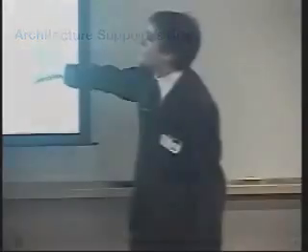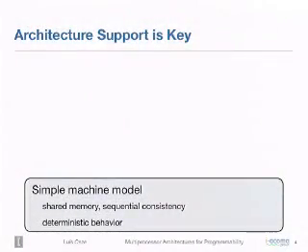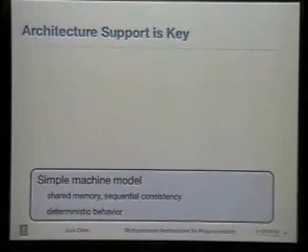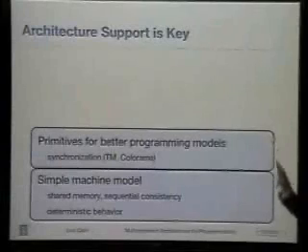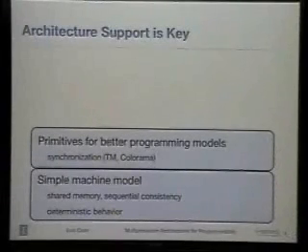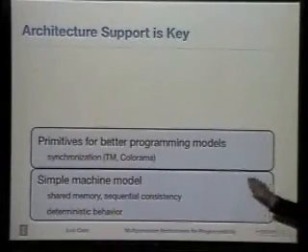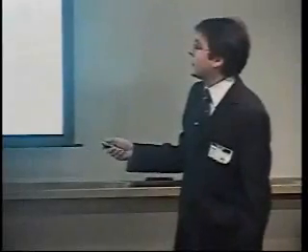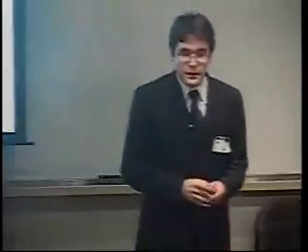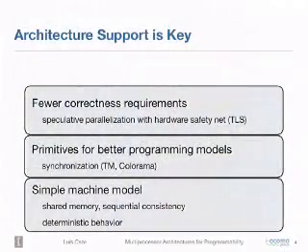Especially starting from the lower level, what we want to offer is a simple machine model. And by that I mean, my opinion right now is that it should be shared memory and a very simple intuitive consistency model such as sequential consistency, and perhaps even deterministic behavior, which we're going to talk about later in the talk. And also on top of this simple machine model, the architecture can offer primitives for better programming models, and that's especially true in terms of synchronization. So there's quite a bit of work on transactional memory now. It's being touted by the community. And I also have another synchronization model called Colorama that I'm going to give an overview of later in this talk.